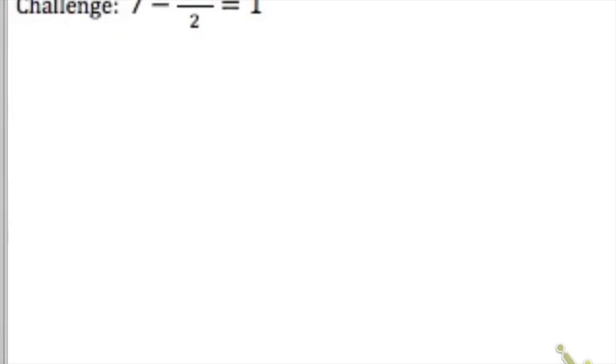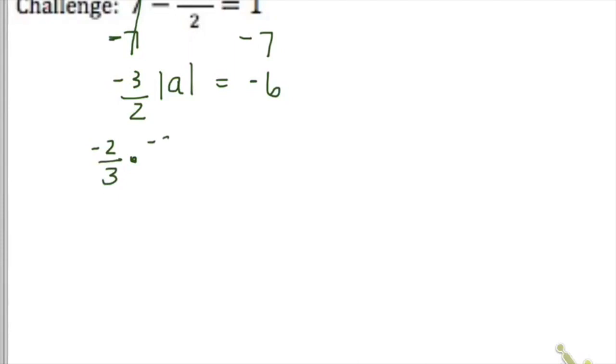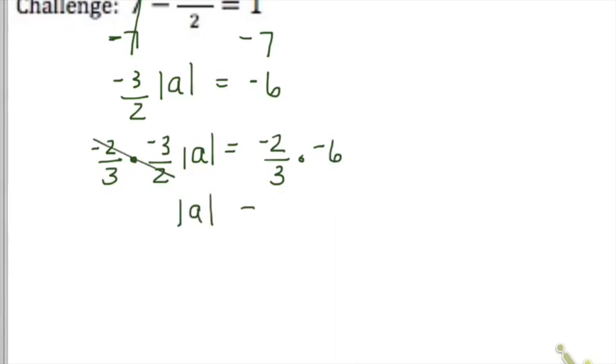So to solve this equation, I need to subtract 7 from both sides. Those would cancel. And I would get the negative 3 halves times the absolute value of A is equal to negative 6. I want to multiply by the inverse of negative 3 halves on both sides to undo that part. So I'm multiplying by negative 2/3 on both sides. Again, by negative 2/3 on both sides, got to keep it equivalent. Those would cancel, leaving me with the absolute value of A.